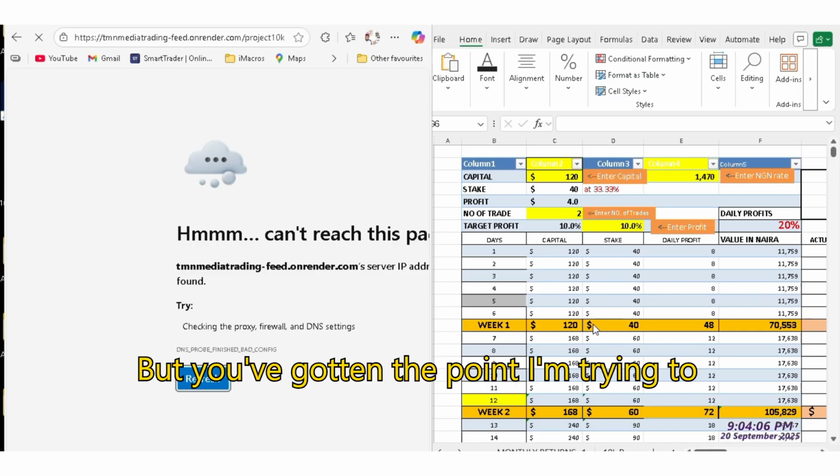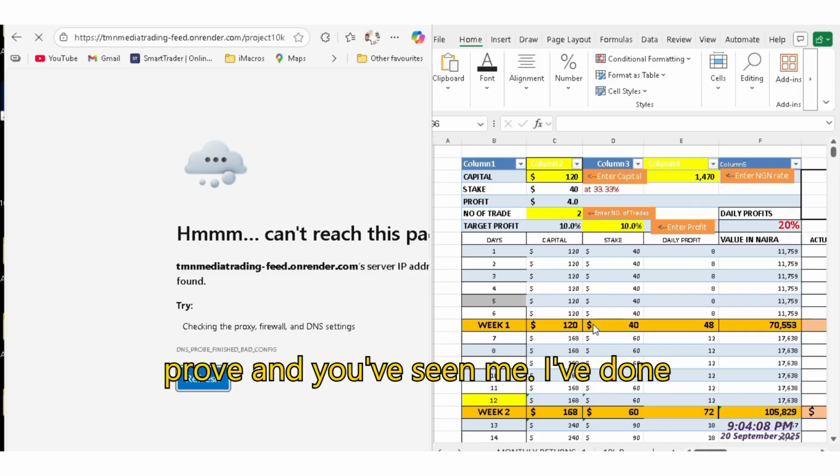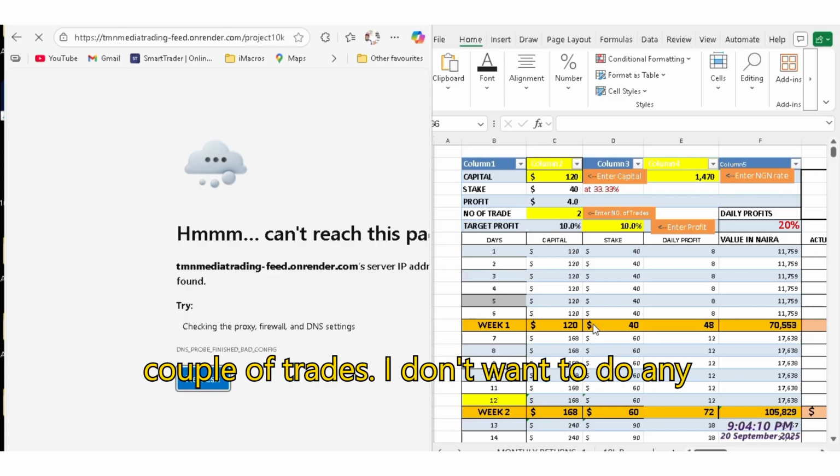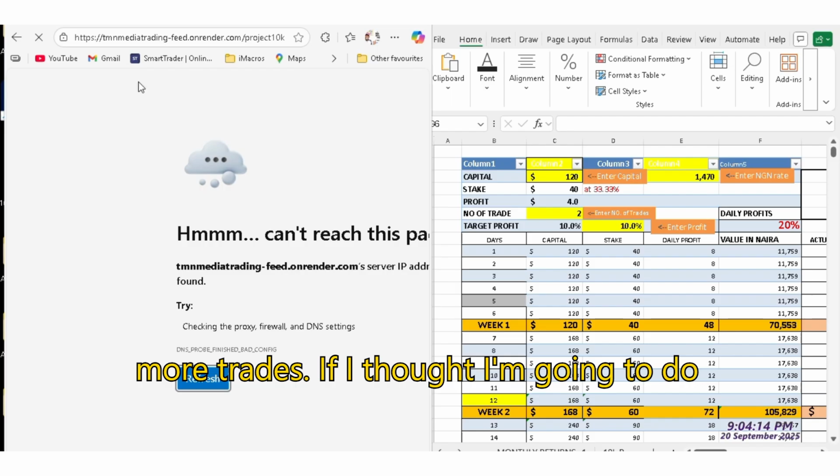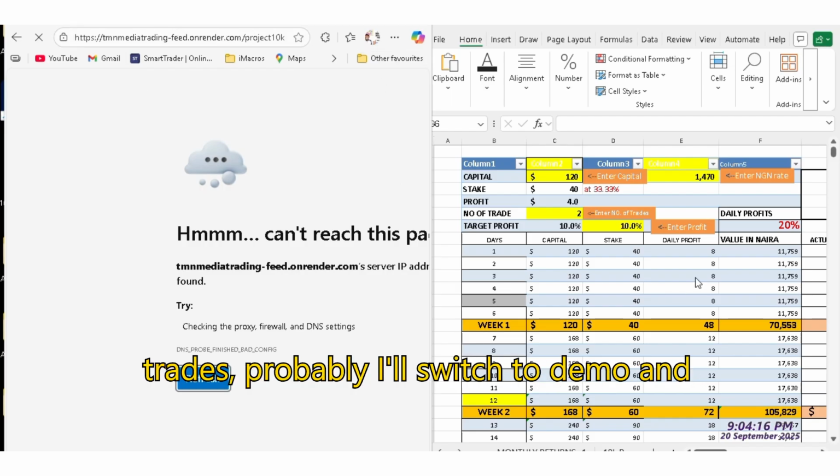But you've gotten the point I'm trying to prove, and you've seen me do a couple of trades. I don't want to do any more trades. If I thought I was going to do more trades, I'd probably switch to demo and show you.